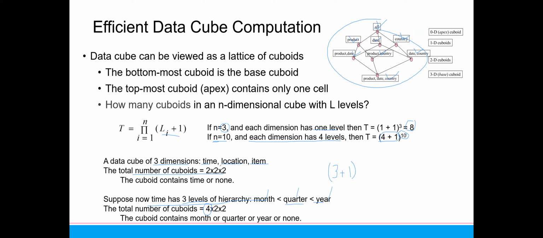And what about the others? The location is only 1 level, so 1 plus 1. And the item is only 1 level, 1 plus 1. Then we can have 4 multiplied by 2 multiplied by 2. Then the total number of cuboids will be 16. So we can separate it like this, or we can combine it with just a single formula like this.